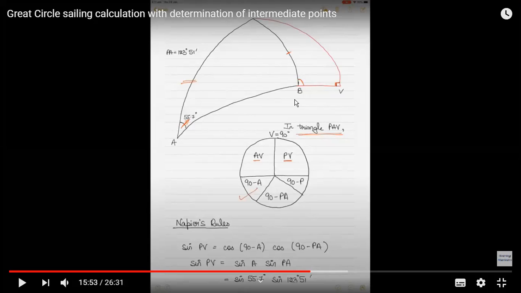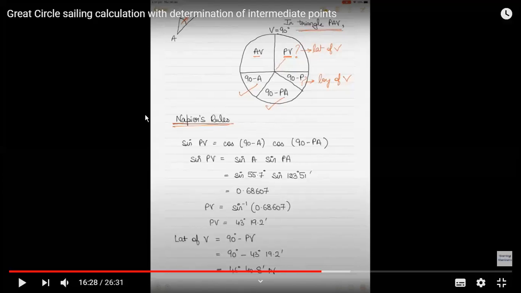What we need to find? We need to find out the latitude and longitude of the vertex, that is we need to find PV, and then we can do 90 minus PV to get the latitude. And we need 90 minus P, that is angle P. If we get it, we'll subtract from the initial d long and we'll get the longitude of the vertex. So let's find out.